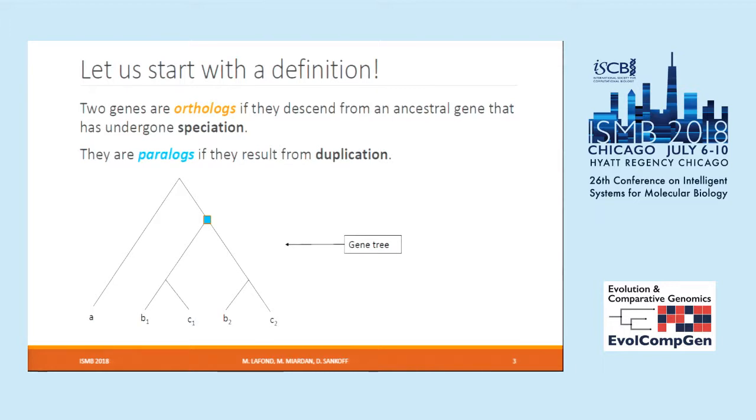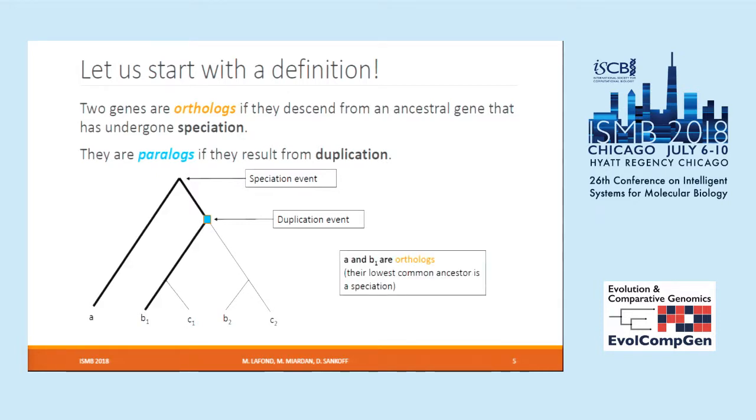Two genes are orthologs if they descend from an ancestral gene that has undergone speciation, and if they result from duplication, they are paralogs. So really, orthology and paralogy are evolutionary concepts defined by a gene tree, and speciation and duplication events. Okay, so here, A and B1, these two genes would be orthologs, because if you go back to the lowest common ancestor, the LCA, it's a speciation. And B1 and C2 are paralogs because the LCA is a duplication.